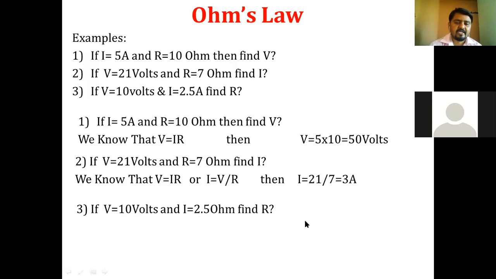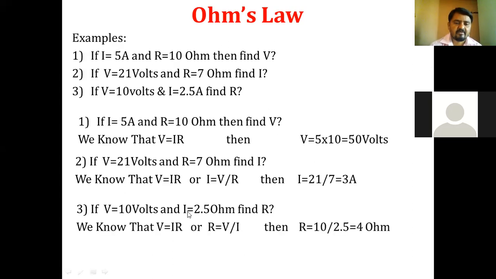Here V they have given and I they have given. From this formula V equal to IR, we can derive the formula R equal to V by I. V equal to 10 volts they have given, so 10 we have to substitute. I is 2.5 they have given, 2.5 we have to substitute. It is not ohm, this is ampere, na? Yes, sir. This one mistake happened here. So R equal to 10 divided by 2.5 is nothing but 4 ohm. That is the correct answer here.